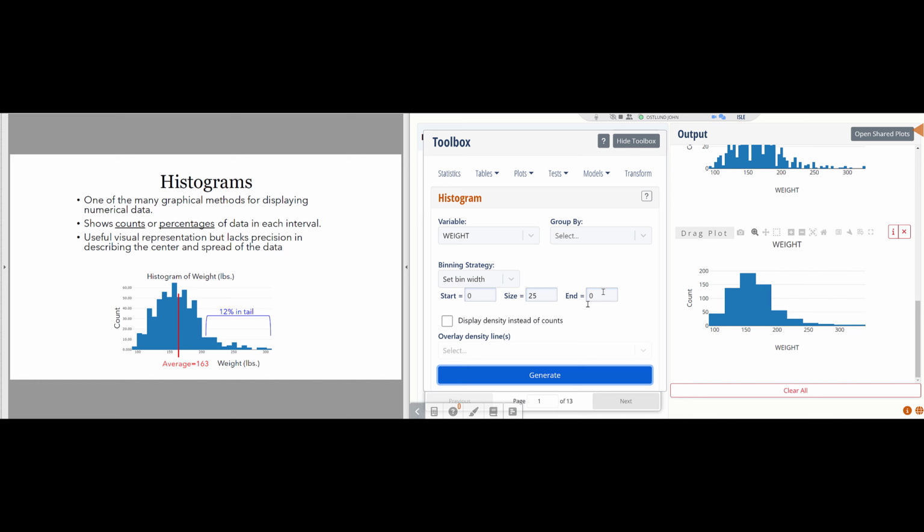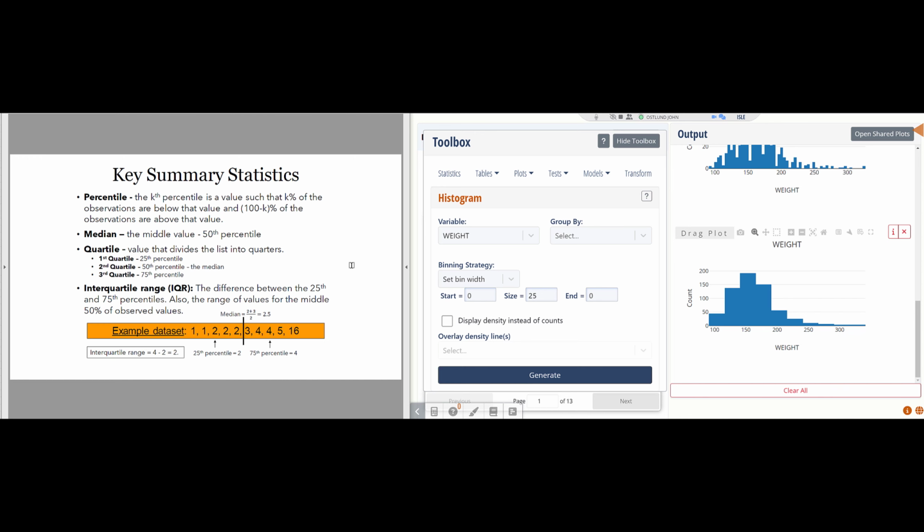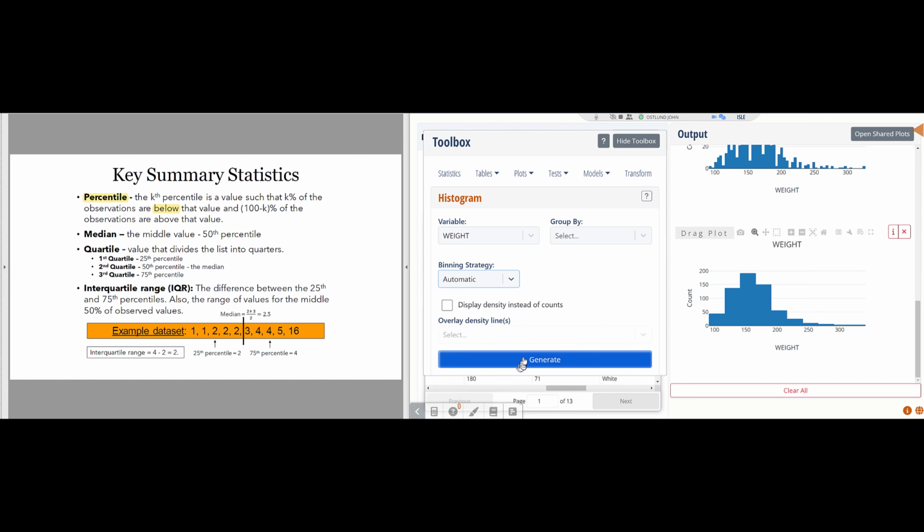So histograms have various problems. A much better approach to visualizing a distribution is to use what are called box plots. And to talk about box plots, we need to introduce some more concepts. Okay, so a percentile in statistics is the percentage of observations that are below some value. Here, our maximum weight, let's go back to automatic binning.